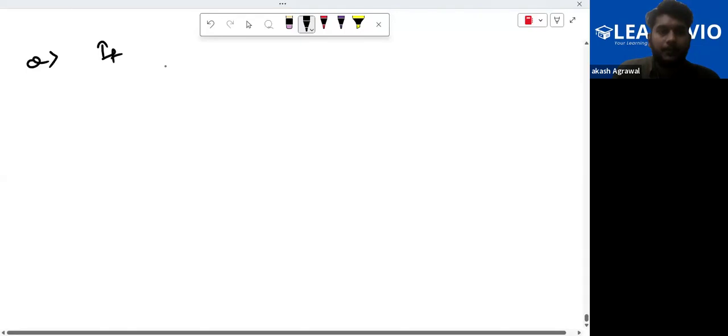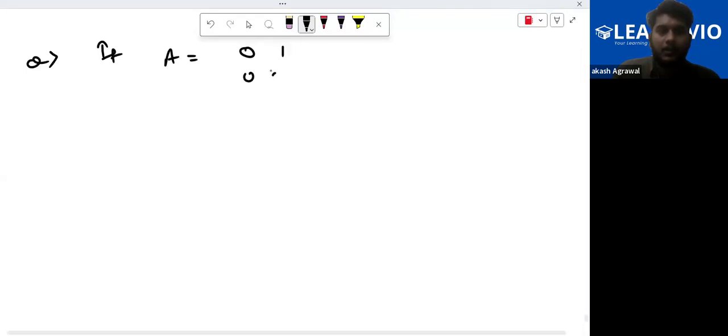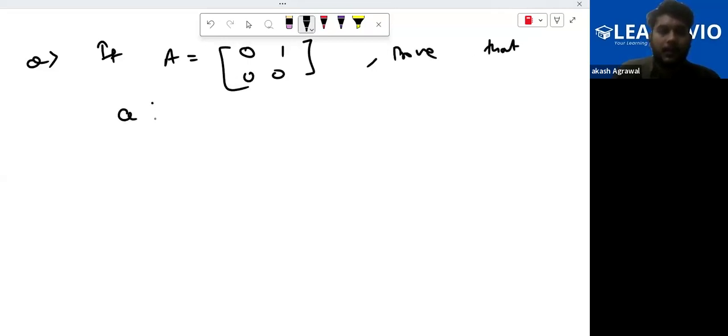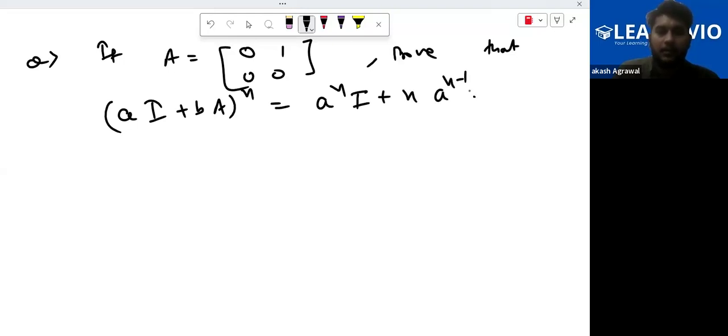Write down one question. They're saying if A equals to [0, 1; 0, 0], prove that (aI plus bA) to the power n is equals to a^n I plus n a^(n minus 1) bA. Now here you can see and you can feel the fear, right? What is this equation? What should we do? Whenever you are afraid like this, remember you will not be able to do this question.